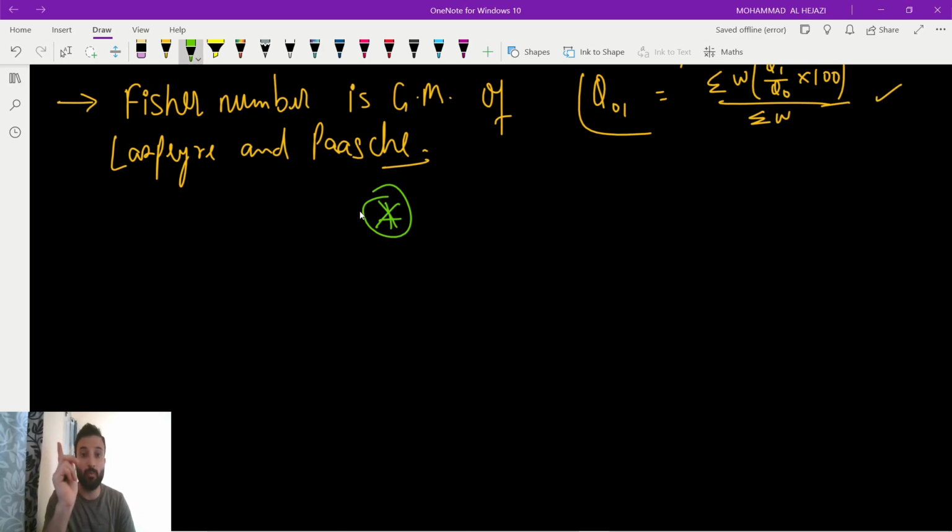So what is the change in the formula? The change is that wherever we have P and Q in the price index number, in the quantity index number P will be interchanged with Q and Q will be interchanged with P.